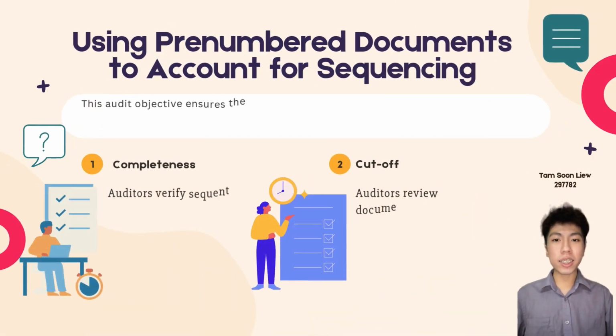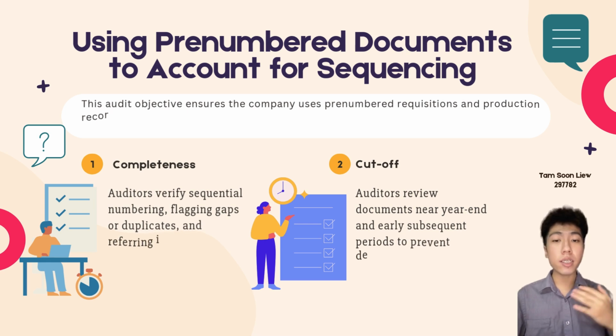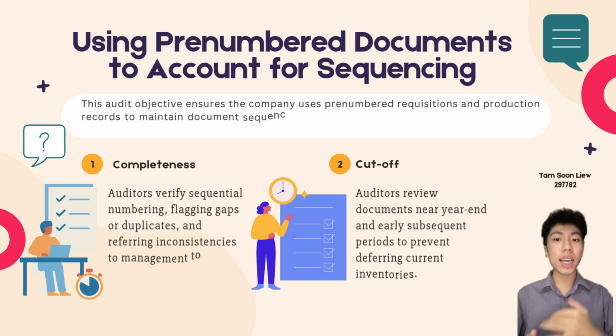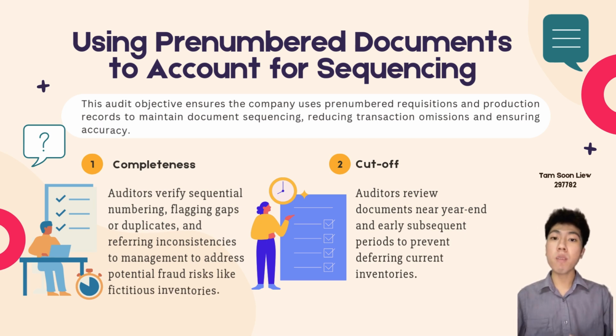Now this audit objective ensures the company uses pre-numbered requisitions and production records to maintain accurate, complete, and timely inventory transactions. For the completeness assertion, pre-numbered documents help ensure all inventory and production movements are properly recorded. Auditors should inspect these records for sequential integrity, flagging gaps or duplicates. Any anomalies must be explained by management, reducing the risk of false inventory reporting.